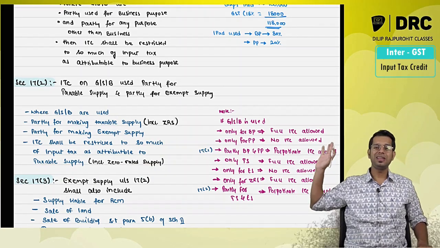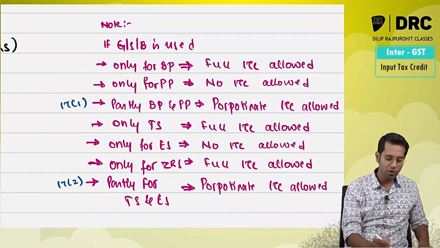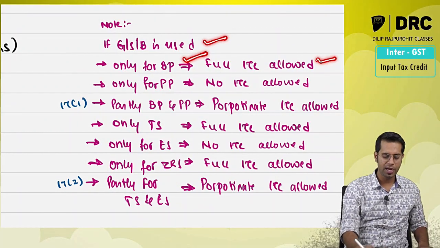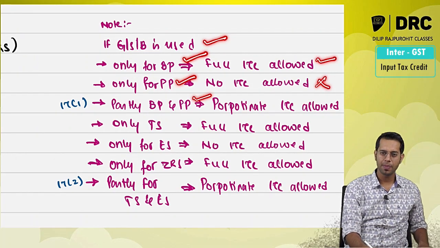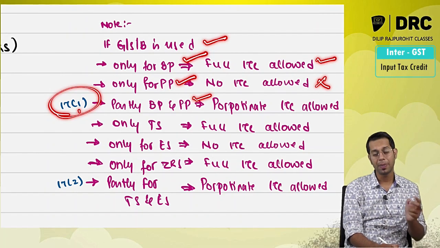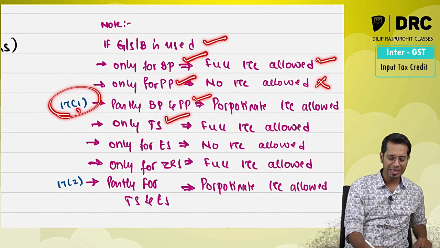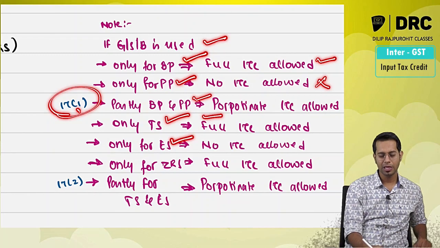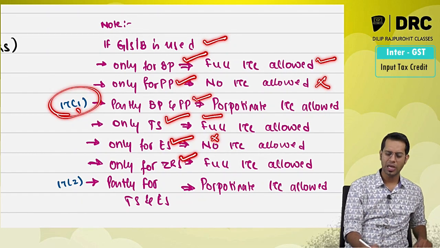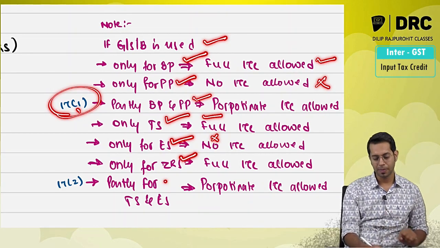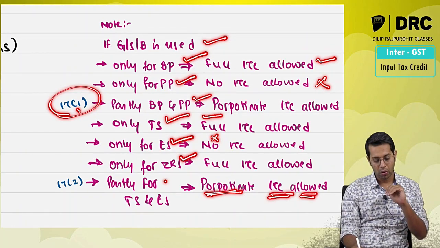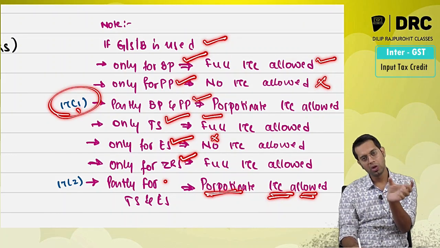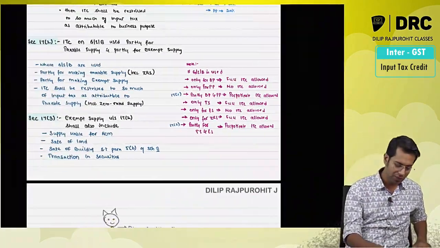Please note, section 17 basically talks about partly. See, if you are using any goods or services only for business purpose, take full ITC. Only for personal purpose, don't take ITC. But if you are using partly for business and partly for personal purpose, then 17.1 will apply. Take proportionately only for business purpose. If you are making only taxable supply, take full ITC. If you are making only exempt supplies, don't take ITC. But if you are making only zero rated supply, then also take input tax credit. But if you are making partly taxable and partly exempt supplies, then ITC shall be apportioned. Please note, not ITC on all goods and services, ITC on only those goods and services which are partly used will be apportioned.